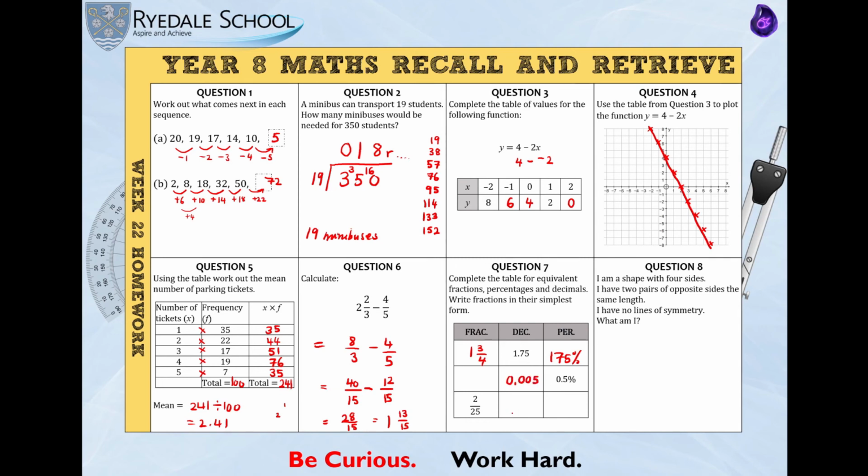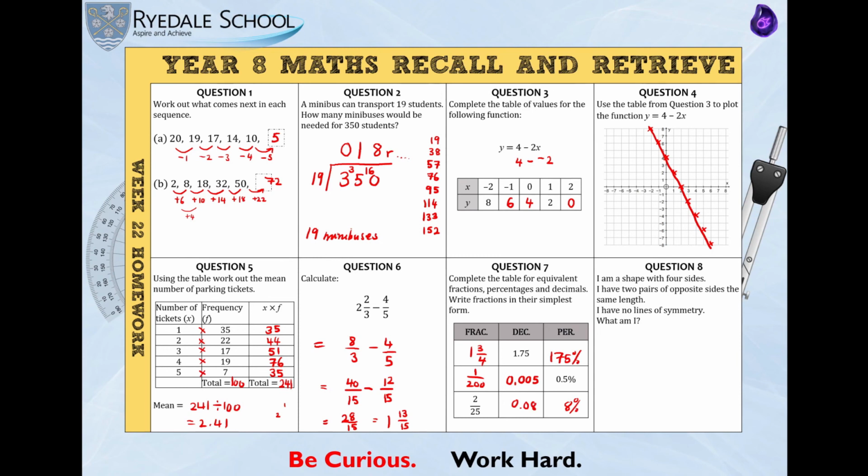0.5% is 0.005. Well, 1% is 1 out of 100. 0.5% is 1 out of 200. You could start as 5/1000. It would then simplify. 2/25, if I times the top and the bottom by 4, that would be 8/100. So it is 8%, which is 0.08.